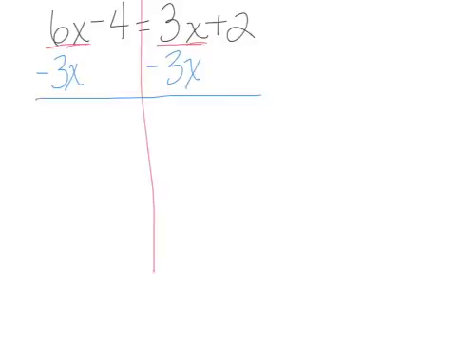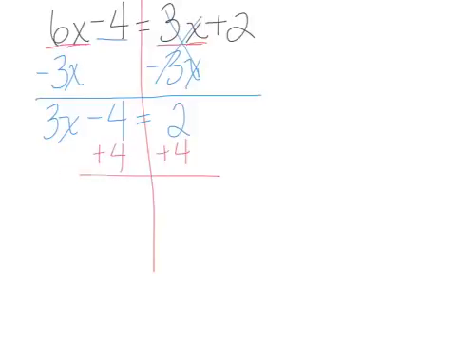So 6x minus 3x is 3x. Then we haven't done anything with that 4 yet, so we still have a minus 4. And then the 3x's cancel out, and all we have left over here is the positive 2. I hope that from here you can see that this just looks like a two-step equation, which we've done multiple times. So from here, I would add 4 on both sides.